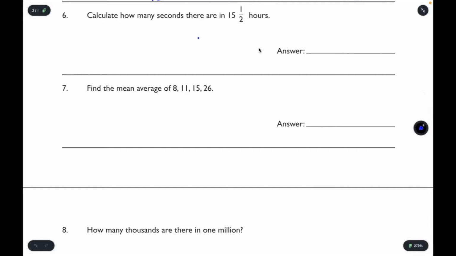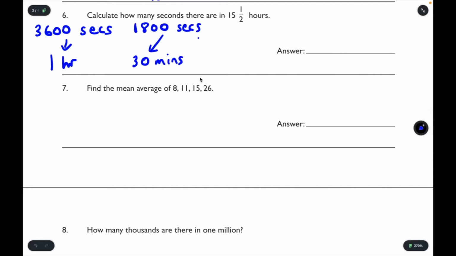Well, there are 60 seconds in 1 minute, 60 minutes in 1 hour, meaning that 60 times 60 will give you the total number of seconds in an hour. Well, 60 times 60 is going to give you 3,600 because 6 times 6 is 36. And if you're doing 60 times 60, you've got an extra 2 zeros on the end. So we've got 3,600 seconds in 1 hour. Or in other words, in half an hour, we're going to have half as many seconds. So we can say that we have 1,800 seconds in half an hour, 30 minutes.